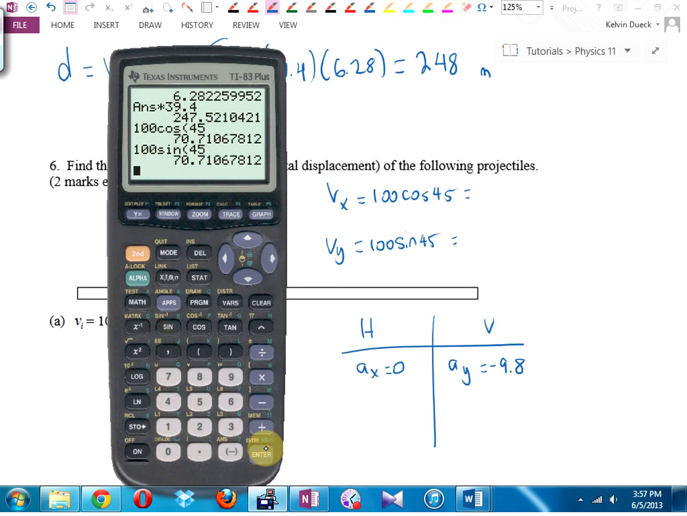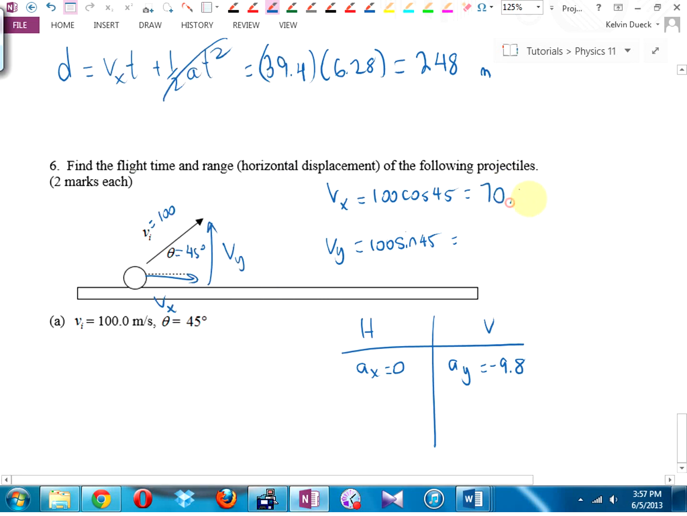70.71. Did they ask me to find Vx and Vy as part of the question? Did they specifically say find them? No. Then I'm going to write a few extra sig figs and not worry about sig figs in my answer. So I'm going to go 70.71. Is that okay? Why did I put an initial on the Vy and not on the X? Because the Vy is changing. Okay. So that, we start, and by the way, I'll give you marks for that.